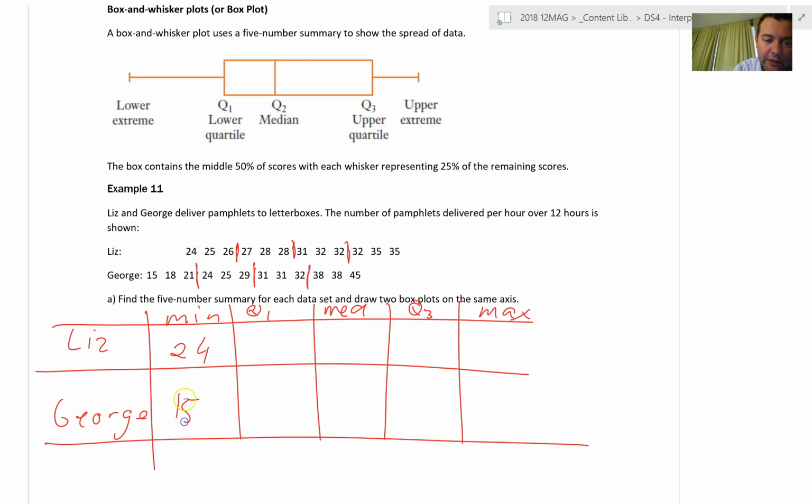24 versus 15. Halfway between 26 and 27, 26.5. And halfway between, 22.5. Median, 29.5, 30. Q3s, 32, 35. And maximum 35, 45.